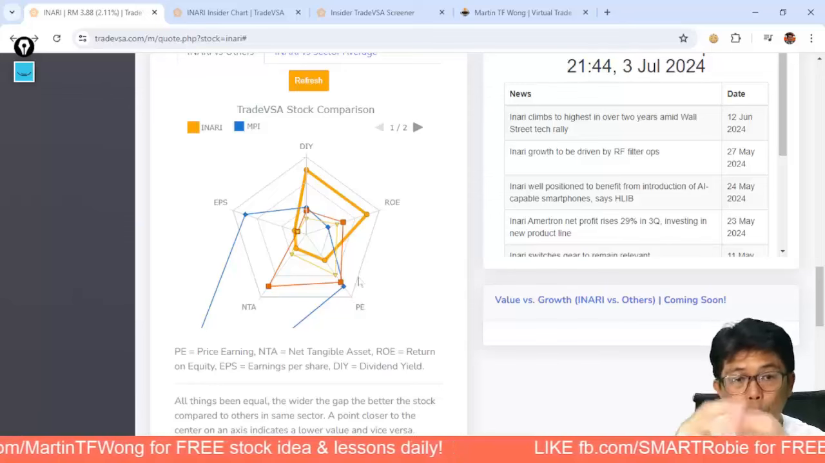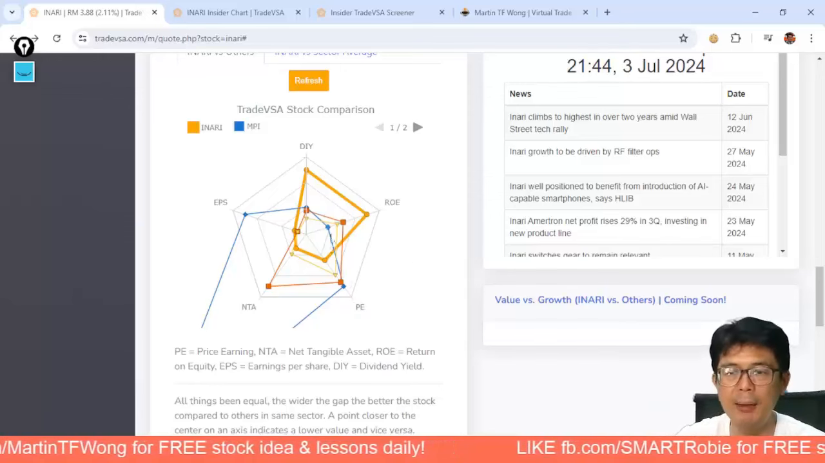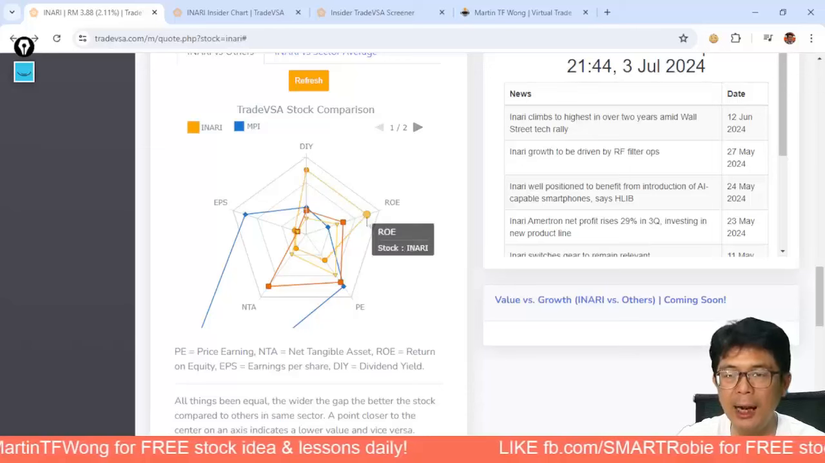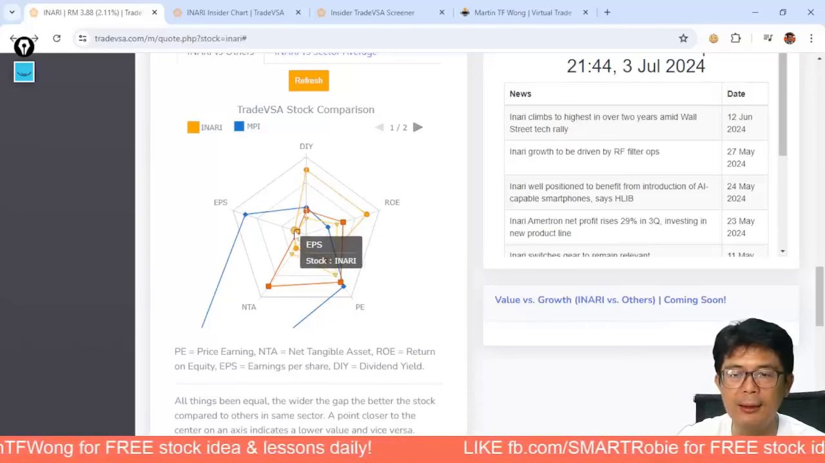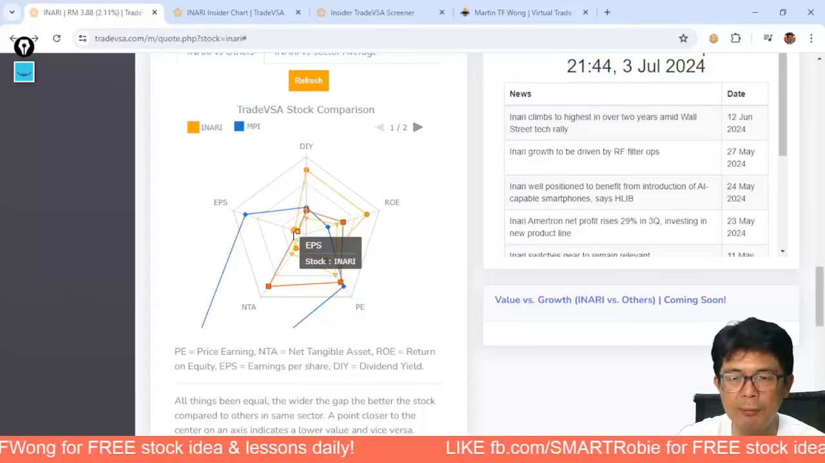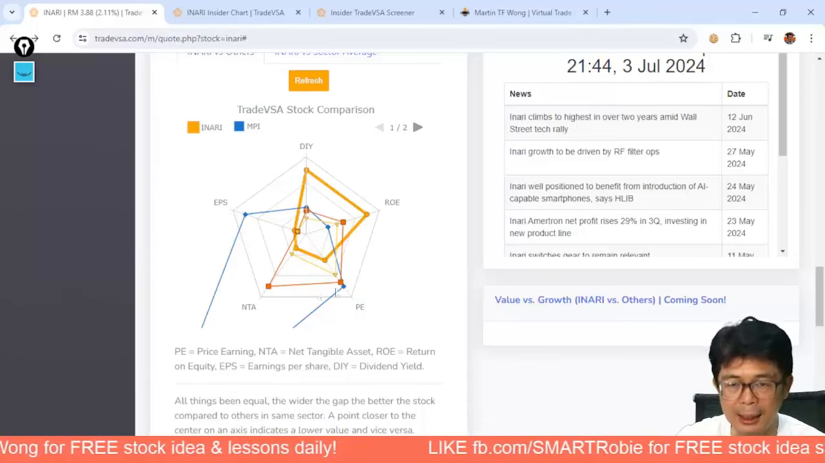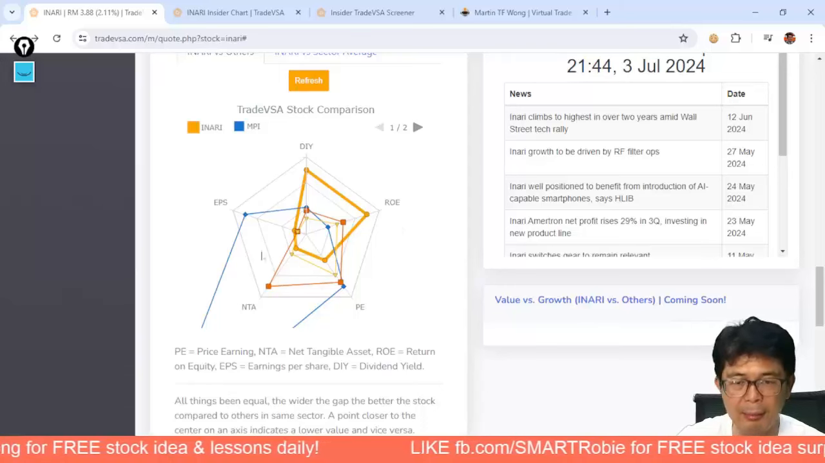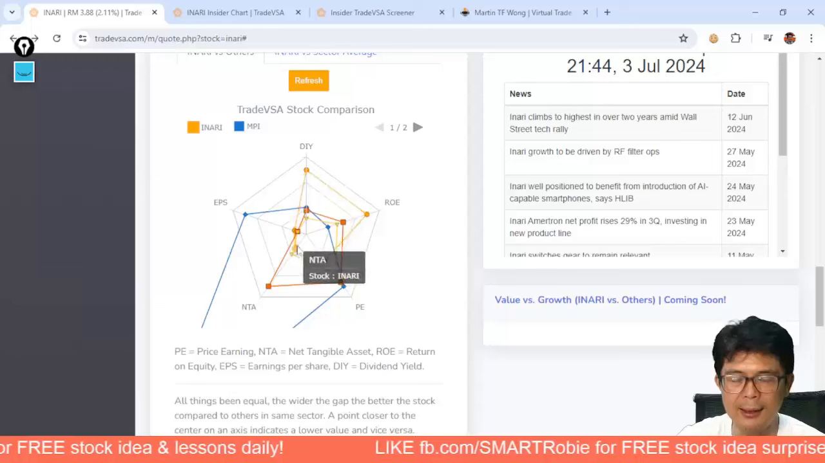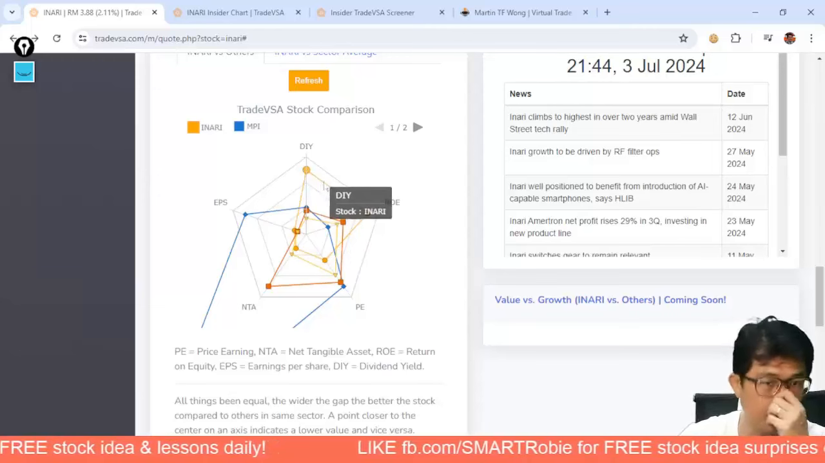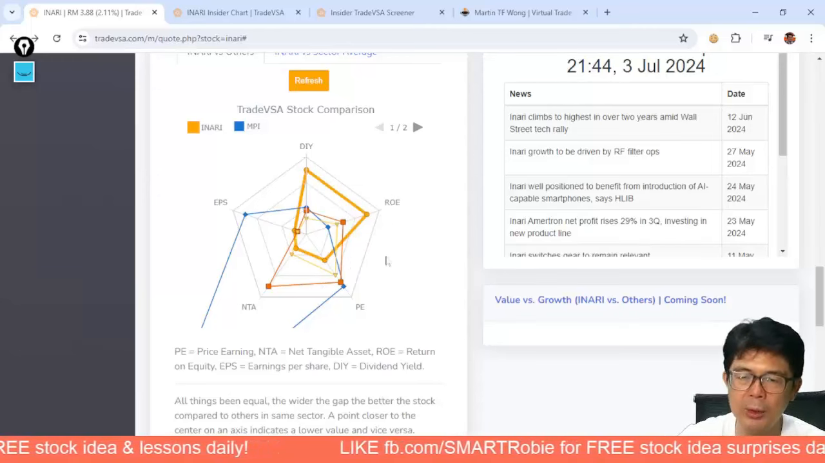Higher, the better. The wider the radar chart, the better. Dividend better. Okay. ROE also better. Right? EPS so only. And what we're saying here is, the bigger the radar, the better it is. Okay. So in terms of NTA, net tangible asset, they are not. They are just big on the dividend and the ROE.